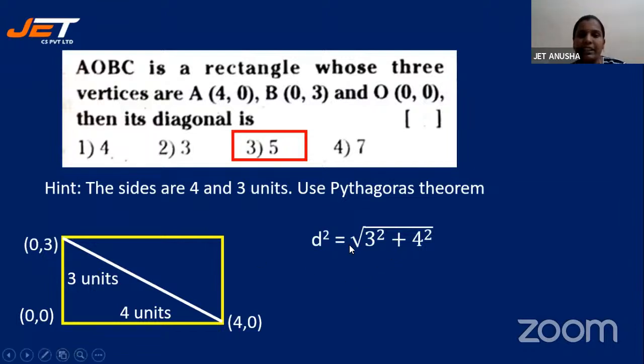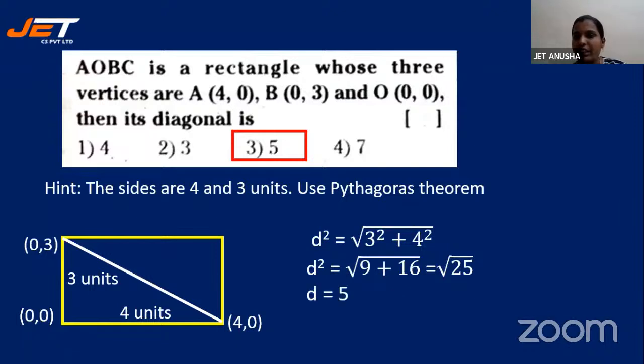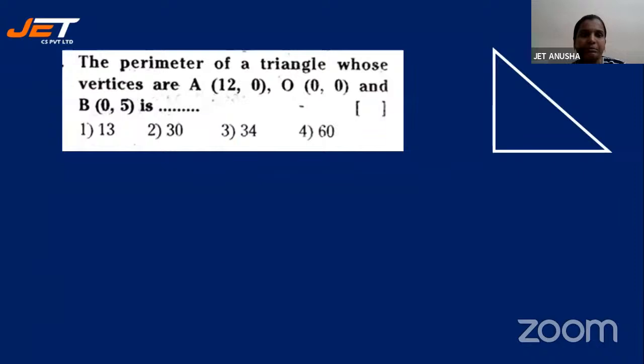So d square is equals to square root of 3 square plus 4 square. D square is nothing but the diagonal. Okay, we need to find the diagonal. In order to find the diagonal, we are taking the sides 3 square plus 4 square. We substitute in this. So 3 square is 9, 4 square is 16. So square root of 9 plus 16, that is 25. So d square is equals to square root of 25, so d is equals to 5. Right? So we'll go with the next one.